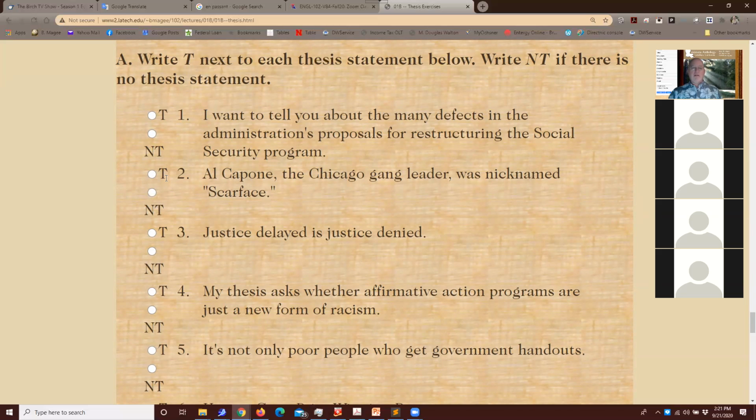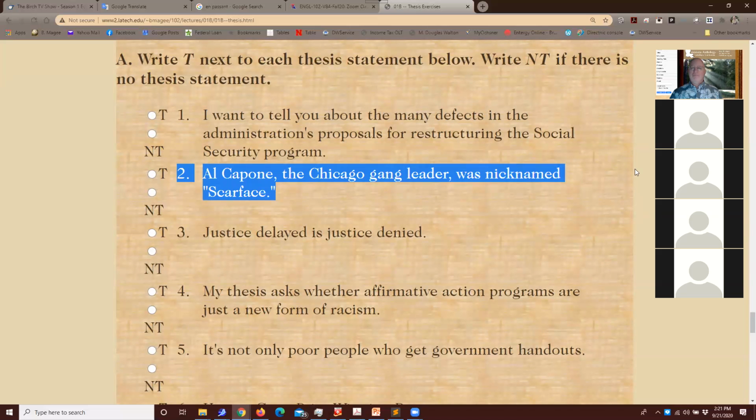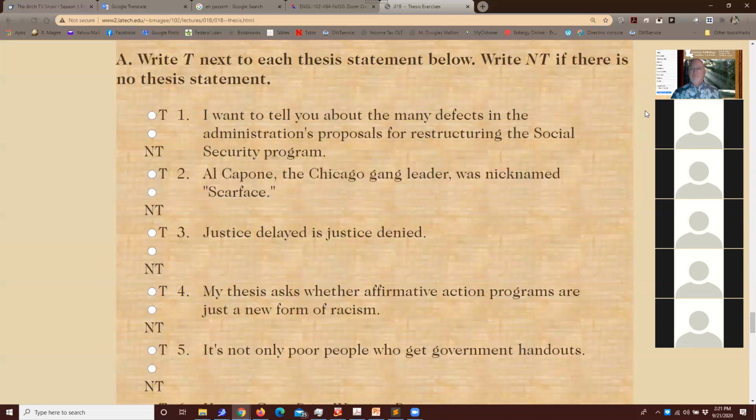All right, let's see who's number 2. Caraway. Al Capone, the Chicago gang leader, was nicknamed Scarface. I don't think that is a good thesis statement. Right. It's not an announcement. It's a statement of fact. It's something everybody already knows, right?